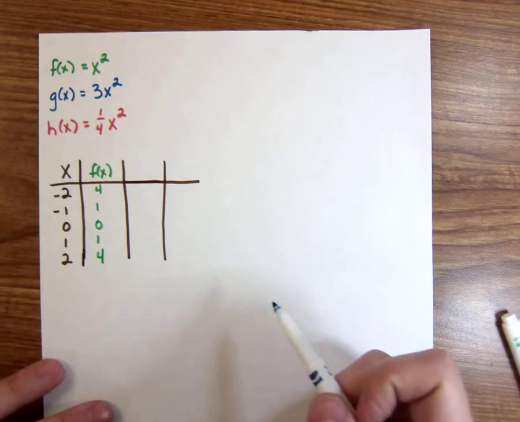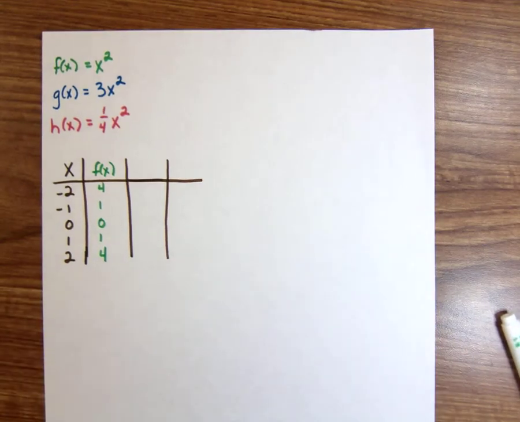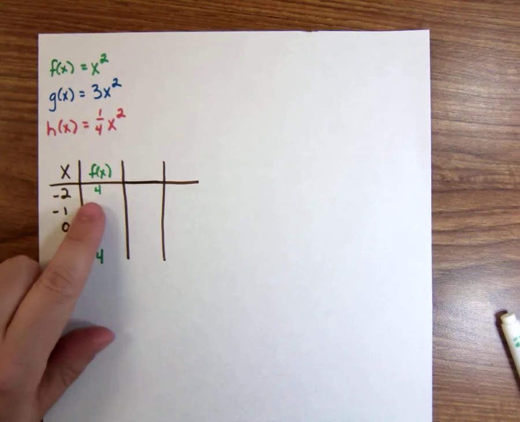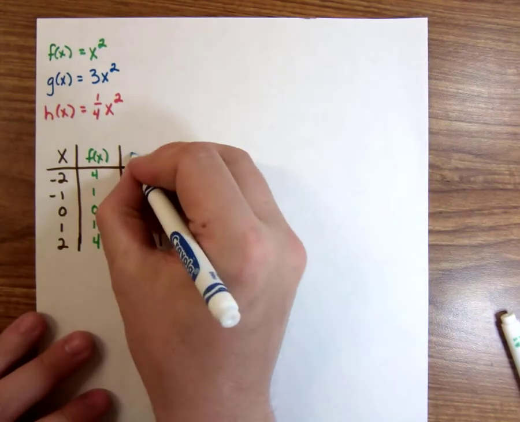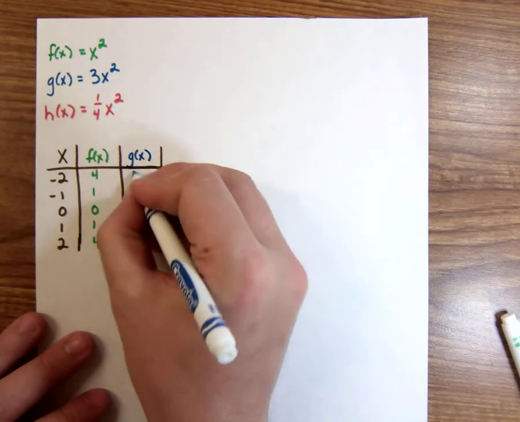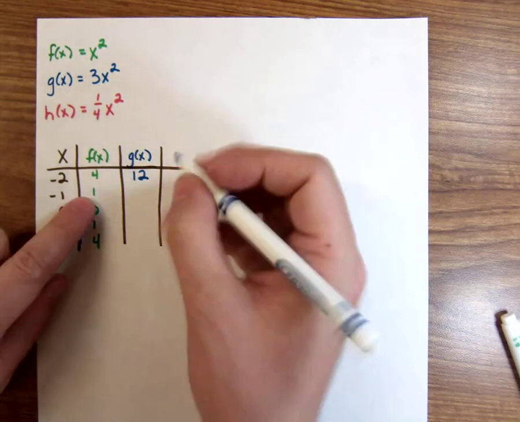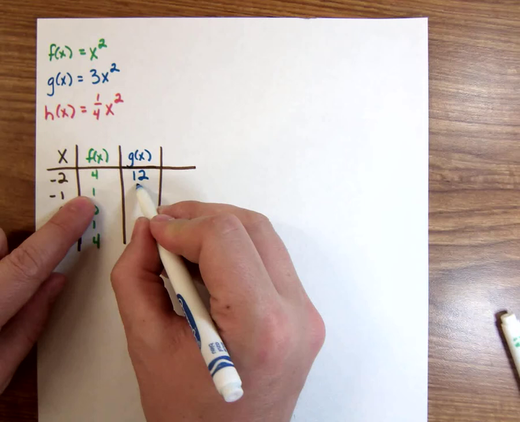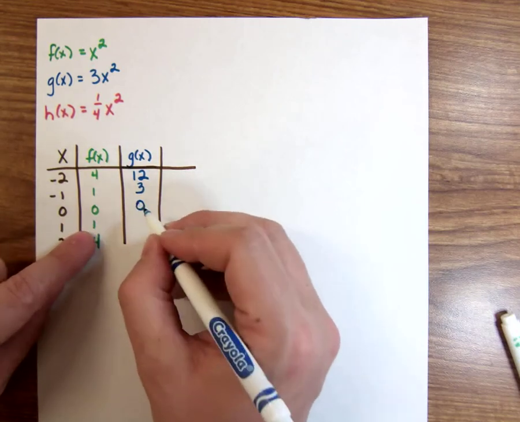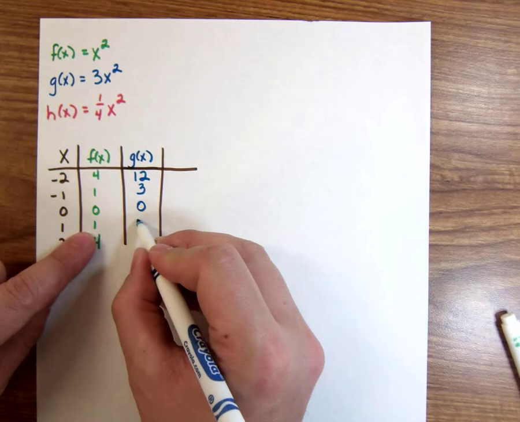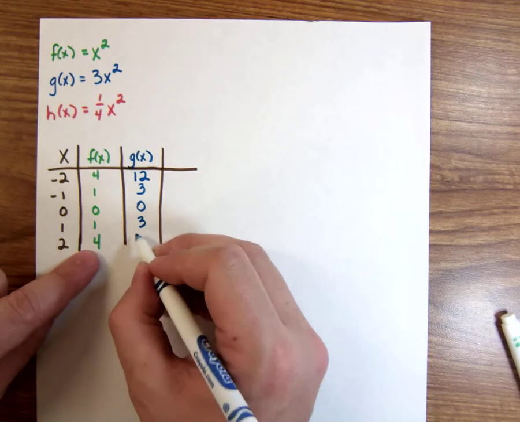Okay, so 3x squared means take the x squared thing and multiply it by 3. So the x squared was 4. If I then triple that, I get 12. 1 tripled is 3. Okay, 0 tripled is 0. And then 3 starts to come back up. 3, 12. Good.